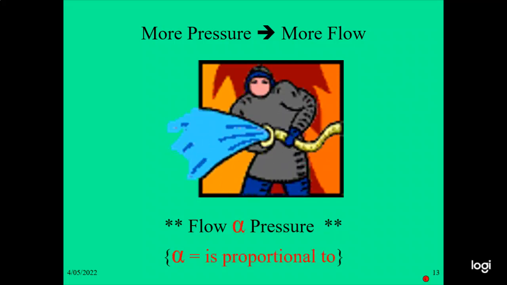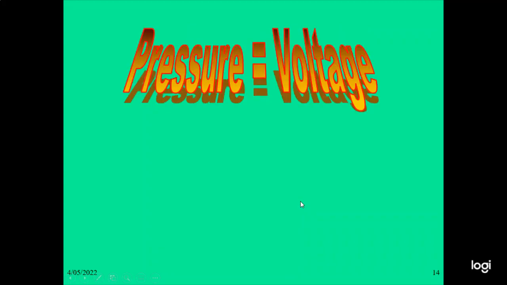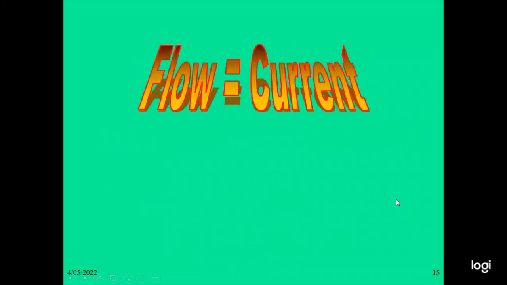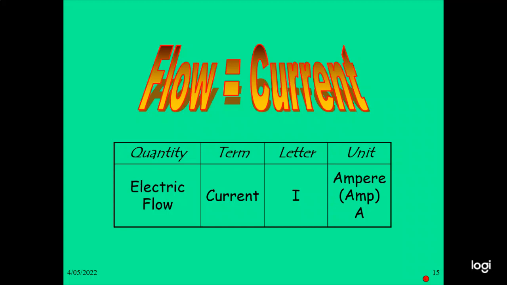In this case, flow is proportional to pressure. Pressure depends on the voltage, the electrical pressure. Electrical pressure is the electromotive force. We use the symbol letter E, and terminal voltage or potential difference V. The unit is the volt. Flow is current, the electrical current flow. Current is I, and the unit is the ampere, A.